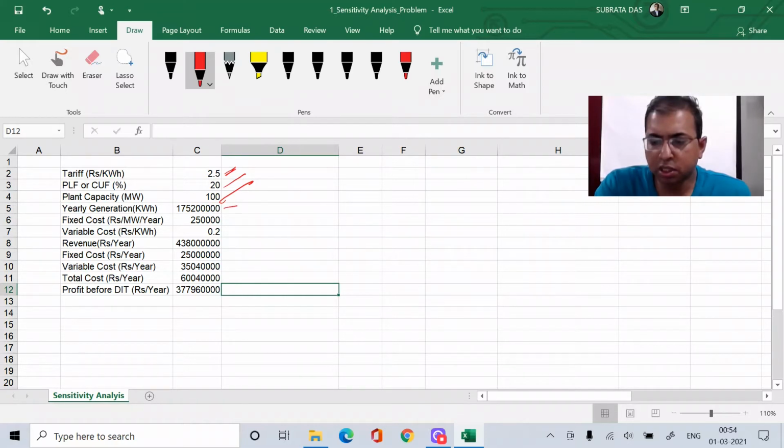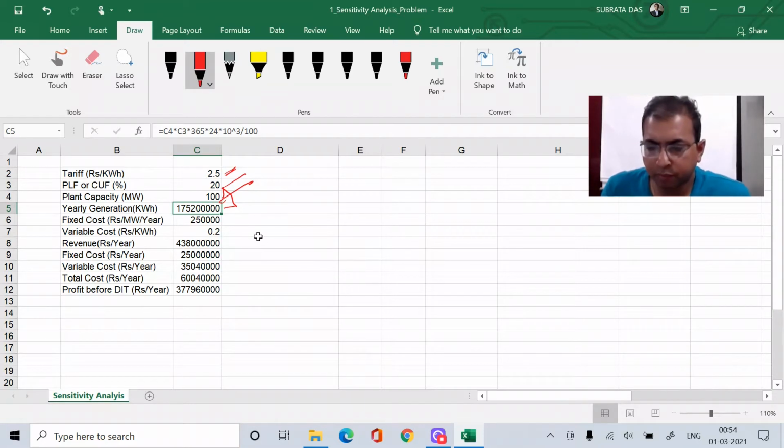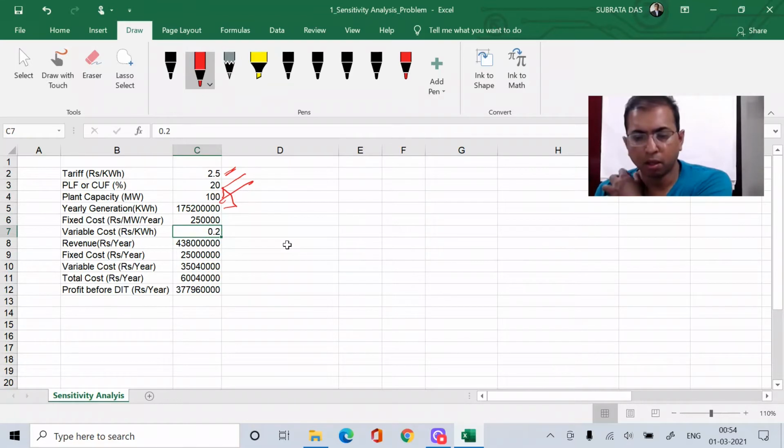Now this generation is a calculated figure based on this PLF and plant capacity. You can find the details in this calculation of how it has been calculated. Fixed cost is another input, based on the current market trend, and variable cost is some other cost which varies according to generation capacity. So these are some of the inputs.